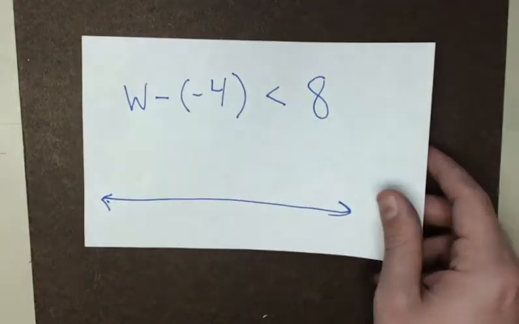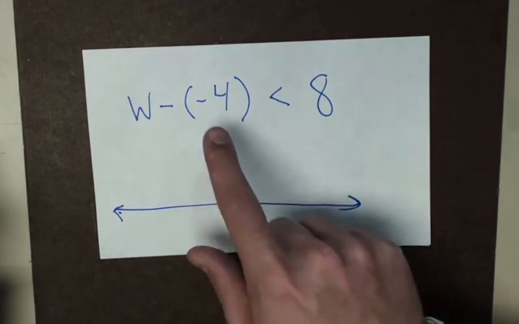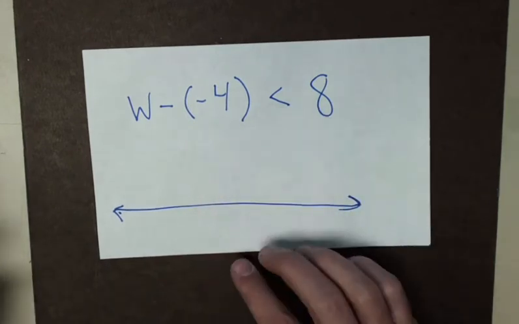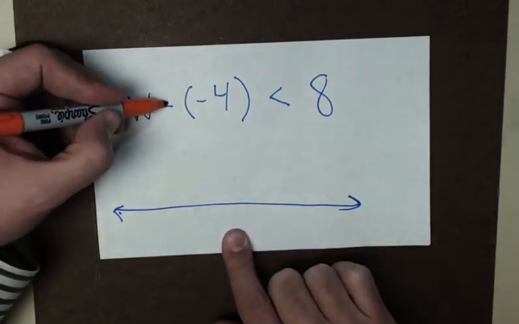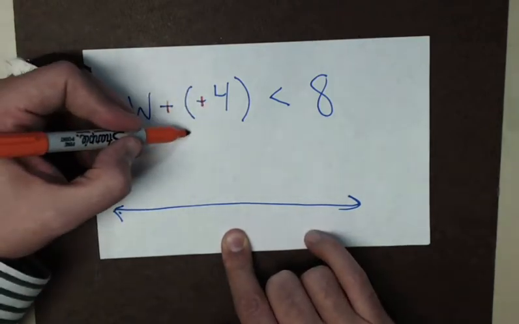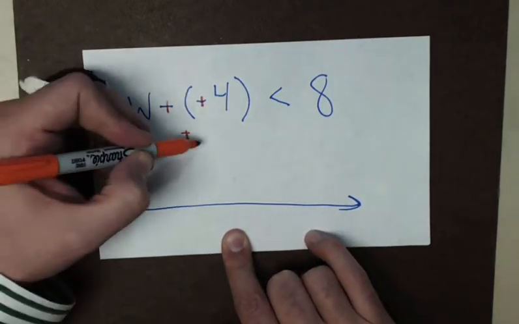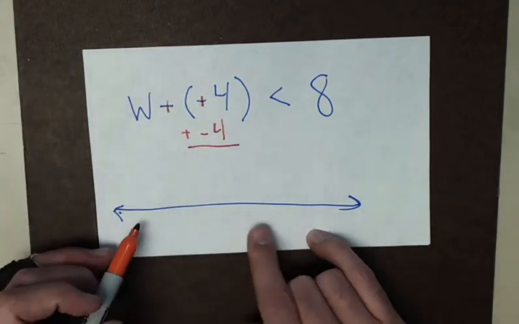Okay, here's our next example. W minus the opposite of 4, negative 4, is less than 8. Our first rule is we're going to change the sign to addition. So that is actually plus a positive 4. Now we add the opposite. The opposite of positive 4 is negative 4. I have to add it to both sides to balance it out.